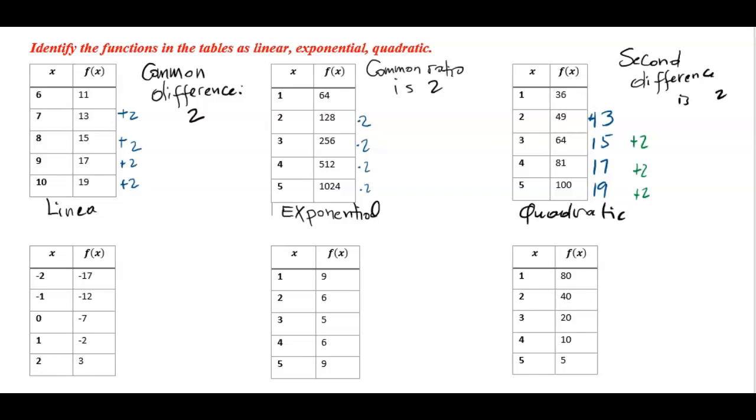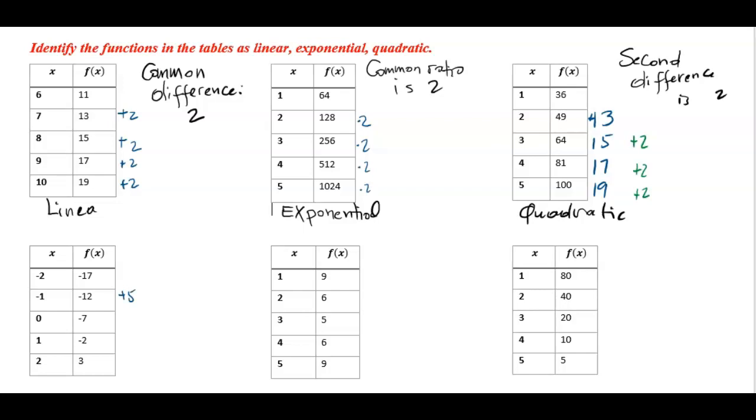Okay, so let's try the next one. Over here, the table starts with -2. So that's the first one in the table is -2. So let's see if there is a common difference here. So -17, if we add 5 to -17, we get -12, right? So we're gonna add 5 here.